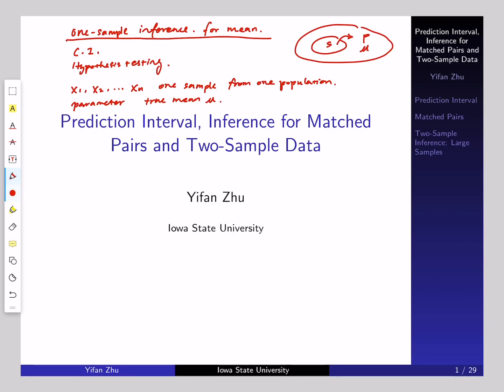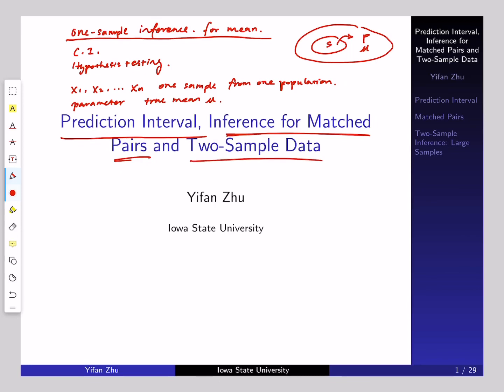And one last thing about the one sample inference is the prediction interval, and we will talk about the prediction interval in this video. And then there is a special kind of data called matched pairs data. So this is also an application of the one sample inference. And we will be talking about the inference for matched pairs data today. And then we will continue to the two sample case.